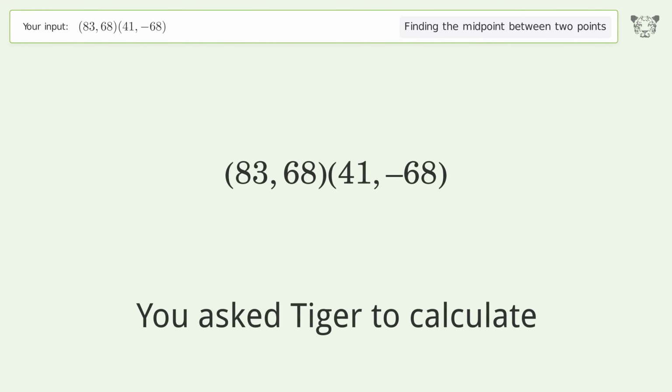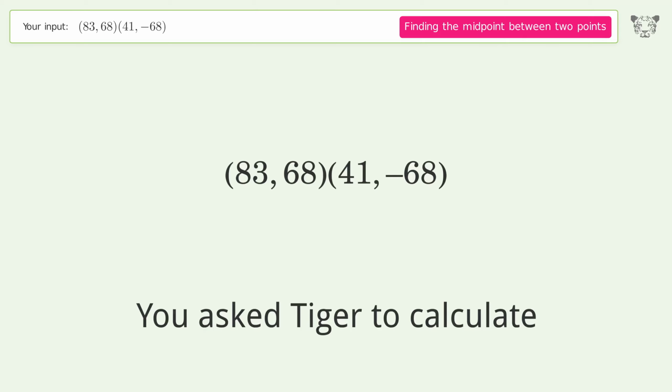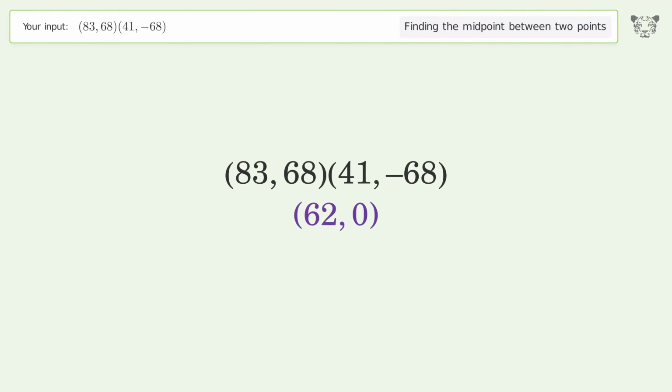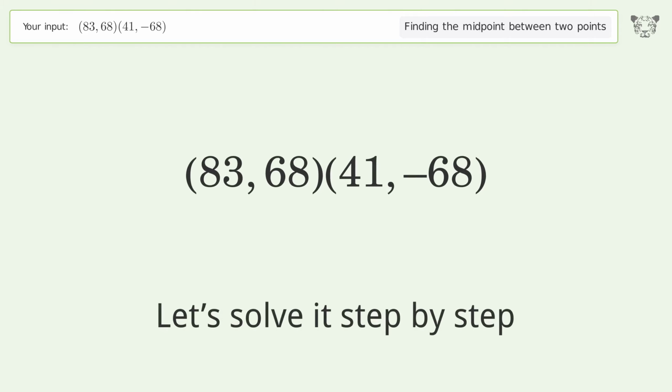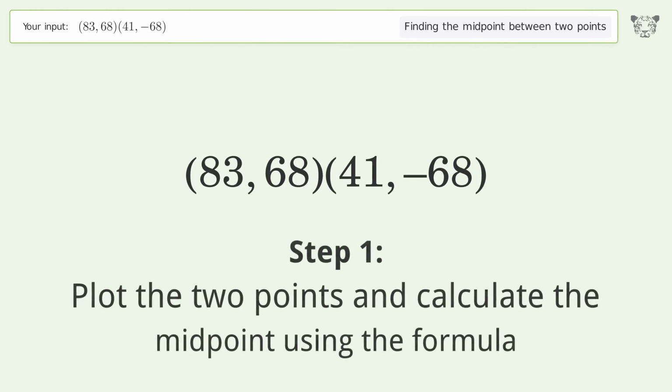You ask Tiger to calculate. This deals with finding the midpoint between 2 points. The midpoint between the 2 points is 62, 0. Let's solve it step by step. Plot the 2 points and calculate the midpoint using the formula.